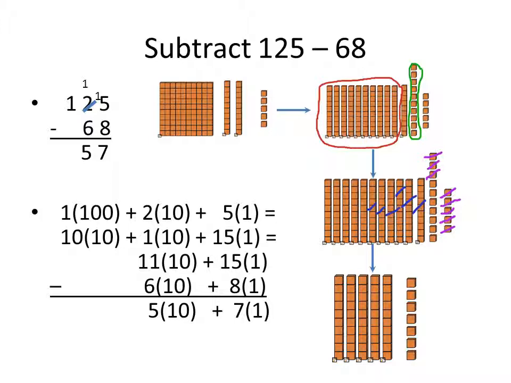When we got to the expanded form, we had to first rewrite the minuend, the first value in a subtraction problem, by regrouping first. So our 1 100 turns to 10 10s. We have one of the 10s being regrouped into 10 1s. So 1 100 plus 2 10s plus 5 1s can also be written as 10 10s plus 1 10 plus 15 1s. And if we combine like terms, we get 11 10s and 15 1s. From there, we could subtract the 6 10s and 8 1s in our subtrahend. And the difference would be 5 10s and 7 1s, which is also shown in the visual diagram.